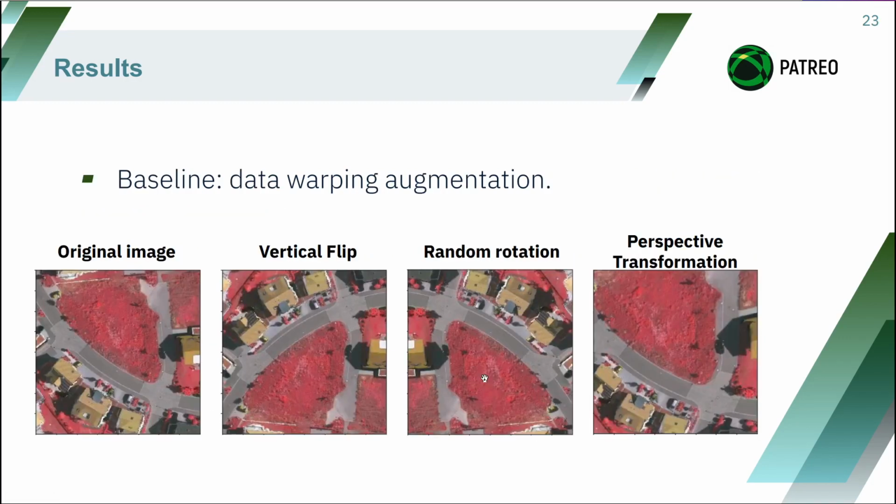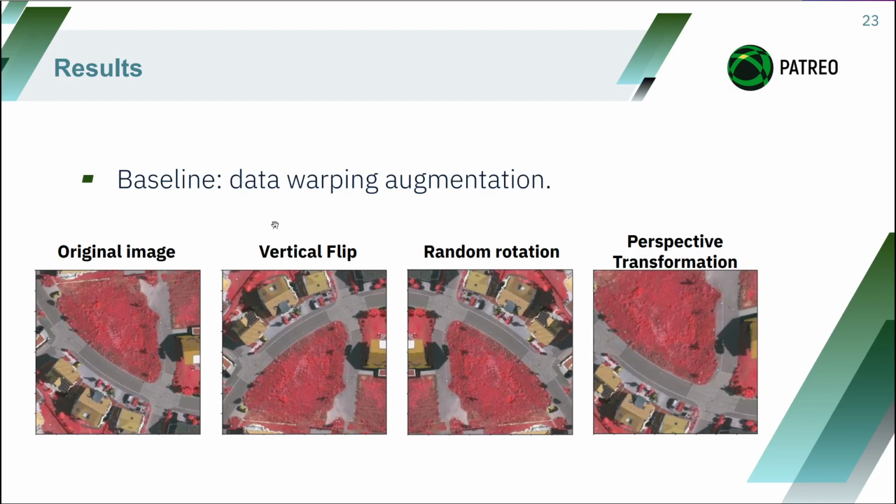So as I said, our baseline will be data warping augmentation. Basically what we do then is for every image in our dataset, before sending it to the network for the forward pass, we will apply a data warping augmentation to it. Our transformations were the same ones we used in the ChessMix approach, so it's the same list of transformations that I showed before, and we did this in order to make a fair comparison between the baseline and our method.